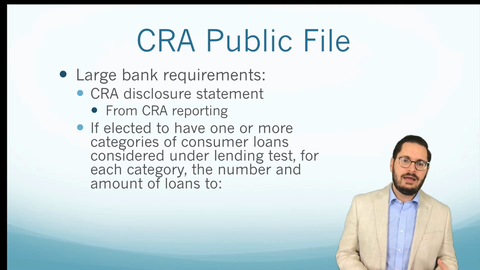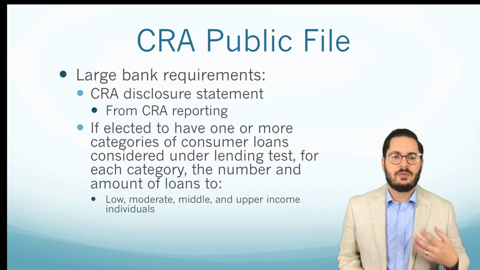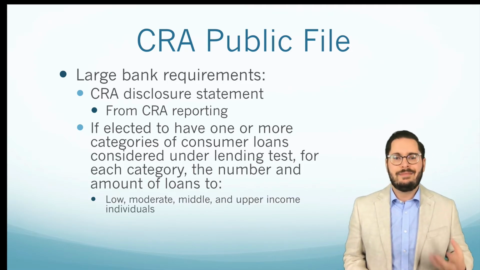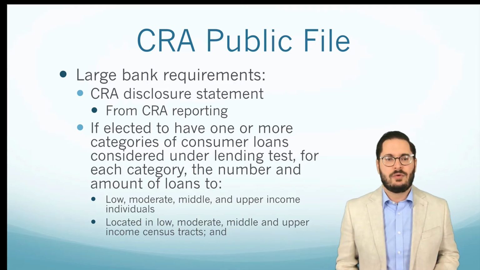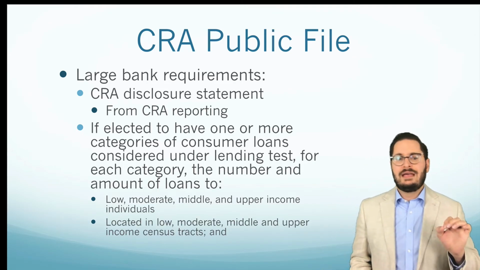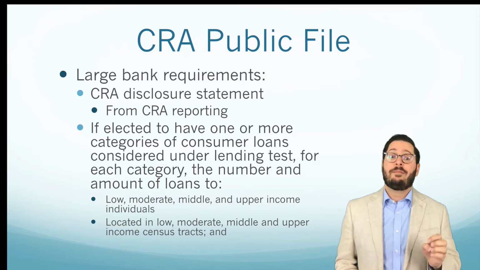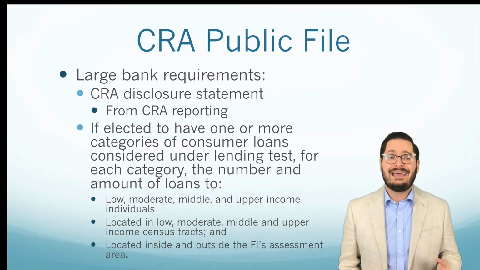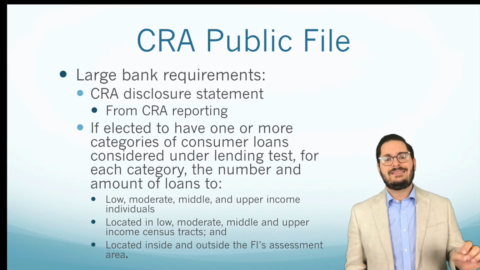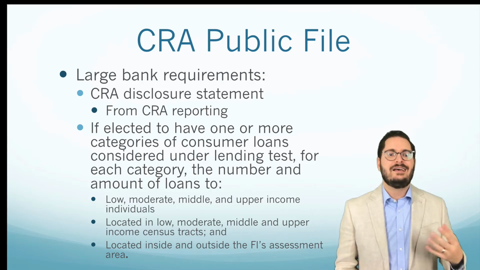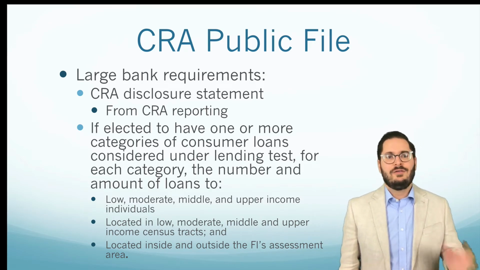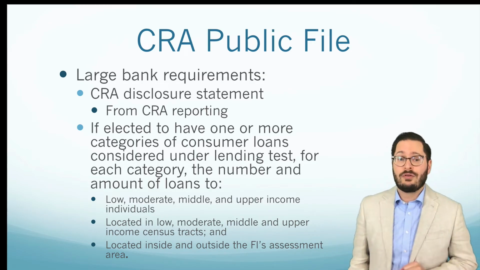And also, if you elected to have one or more categories of consumer loans considered under the lending test, for each category, the number and amount of loans that were originated to low, moderate, middle, or upper income individuals. Also, the number that were located in low, moderate, middle, or upper income census tracts, and those loans that were located inside or outside of your bank's assessment area. So these are the requirements for large banks.